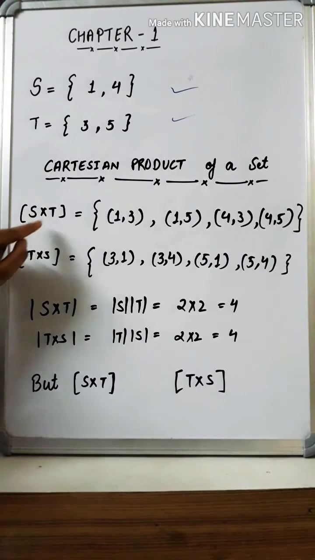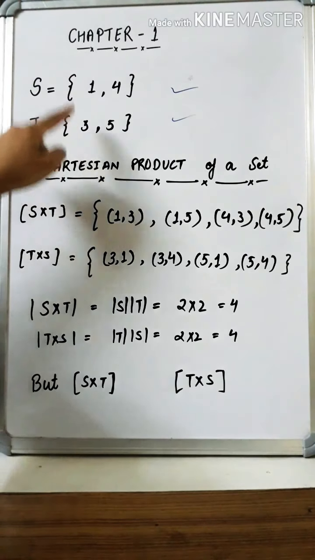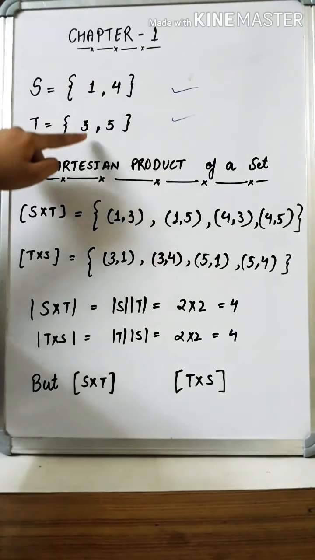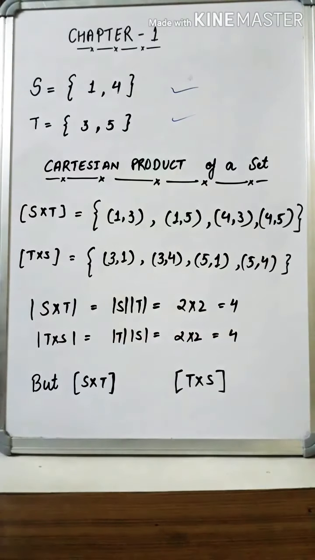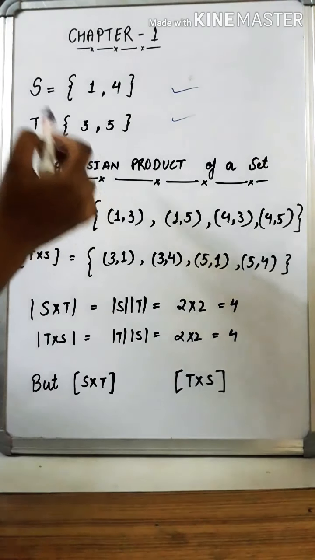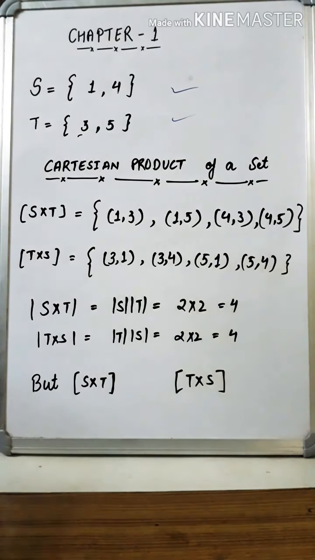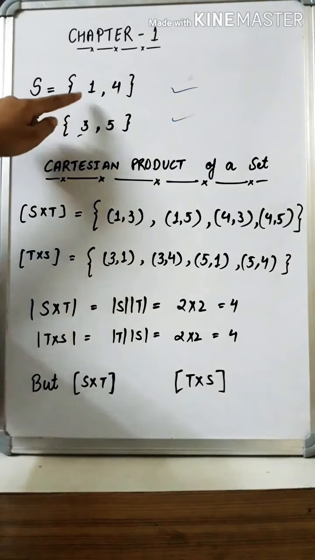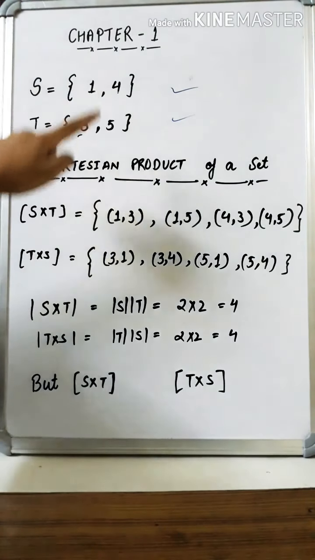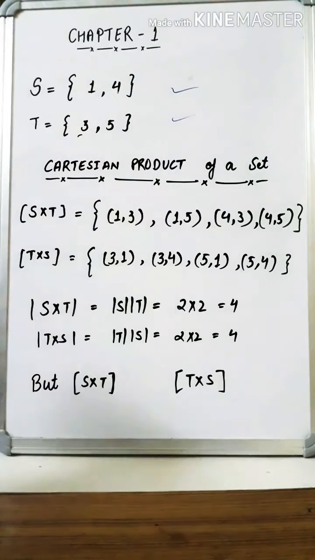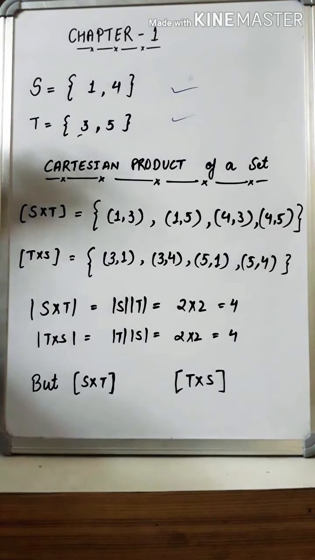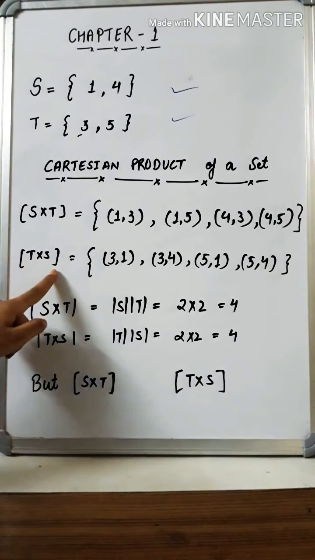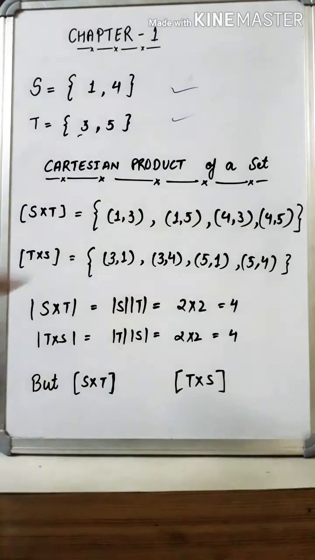So S cross T is (1, 3), (1, 5), (4, 3), (4, 5). See, S cross T is this set. Now, if we have to find T cross S, we'll give preference to the elements of T. So how will that be formed? (3, 1), (3, 4), (5, 1), (5, 4). So this is the Cartesian product of the sets T and S, that goes like T cross S, and the set formed looks like this.